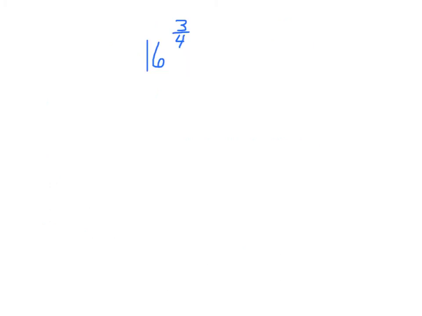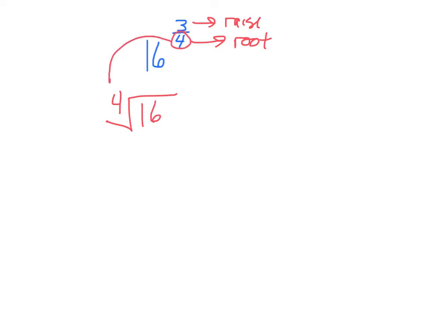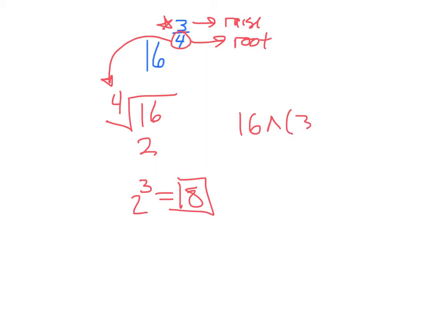To figure out this problem, the numerator is to raise and the denominator is to root. So if we first find the fourth root of 16, this 4 goes in the index spot right there. What raised to the 4th power is 16? The answer is 2. But then we're raising 2 to the third and getting 8 for a final answer. On the calculator, if we were to do 16 raised to the 3/4 in parentheses, we would get an answer of 8.